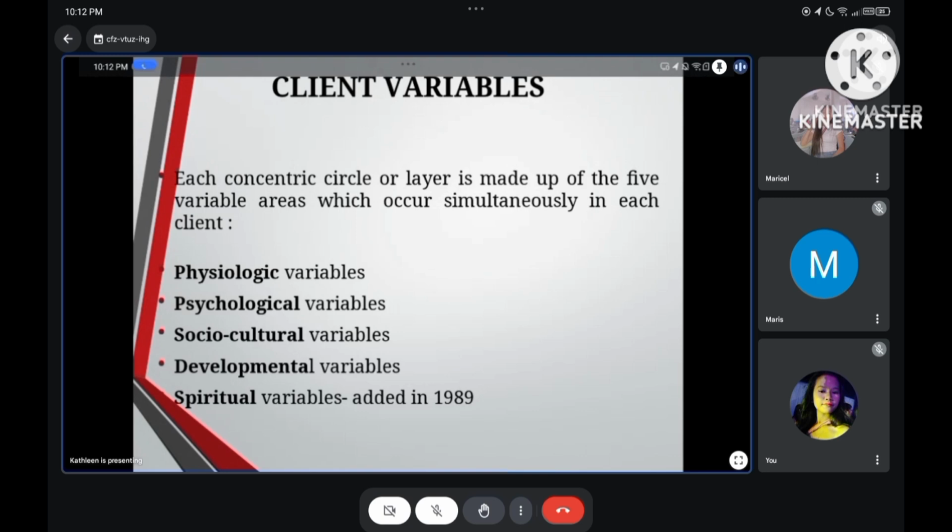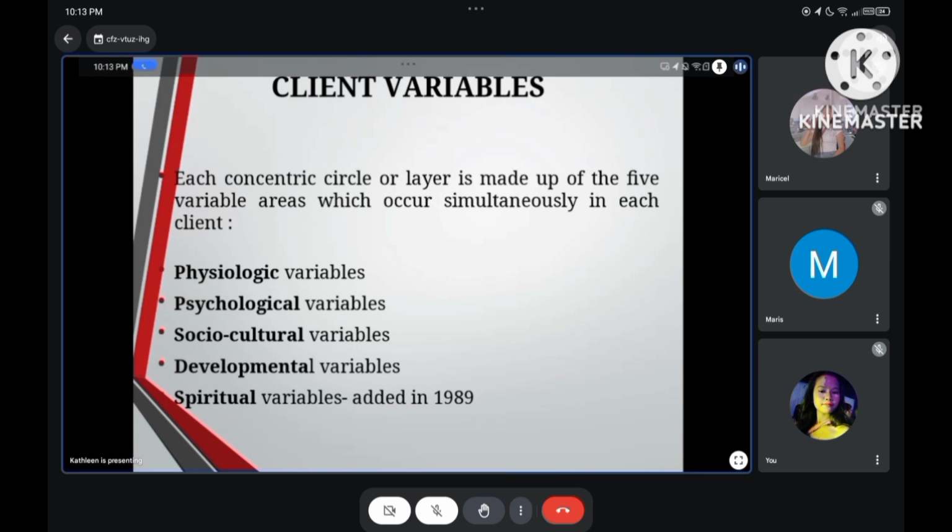For physiological, this refers to the physical aspect of the client's health. For example, a client's respiratory functions, such as a person with asthma. For psychological, this involves mental and emotional presence. For example, when a client suffering from anxiety or depression, it affects their mental well-being.